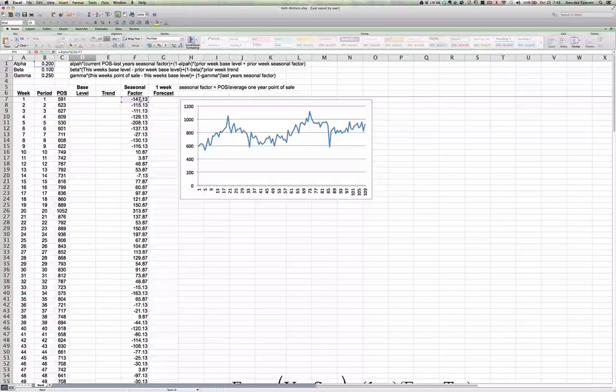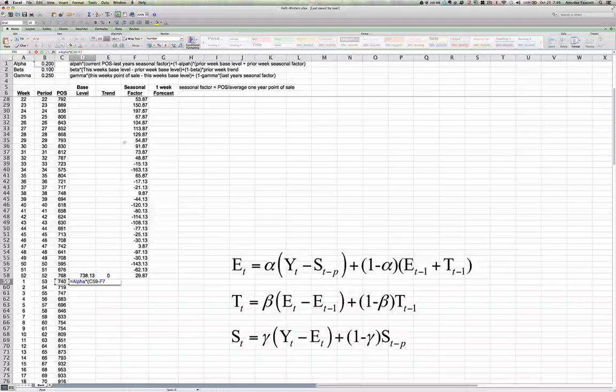Now this sounds very complicated, but all it really means is that I subtract from the current actual demand observation the seasonal factor estimate from the year ago period. So since I'm in week 1 of year 2, then the year ago period that corresponds would be week 1 of year 1, which of course is period 1 in our case. And the associated seasonal factor was negative 147.13.